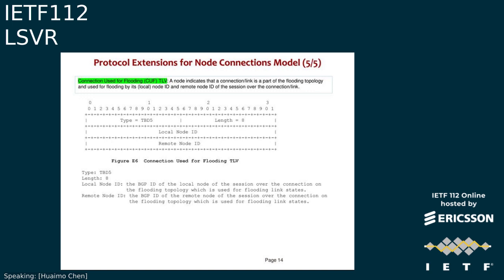So this is the connection used for flooding. This TLV just contains local ID and remote ID, which specify a connection. This connection is on the flooding topology and is really used for the flooding. So, next page.